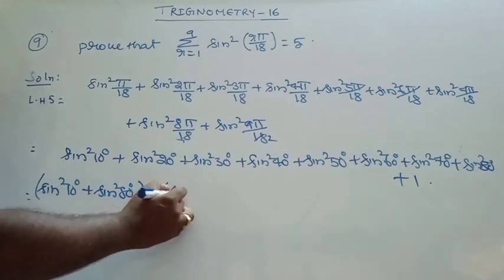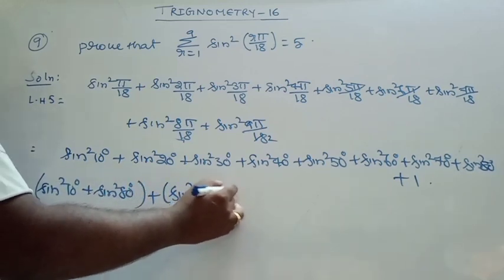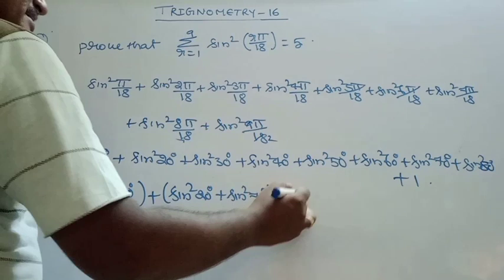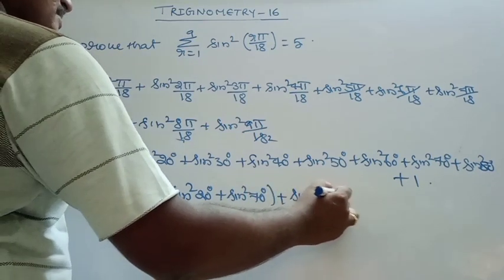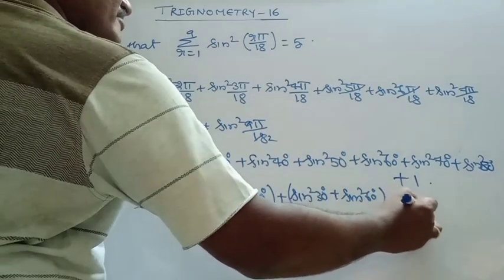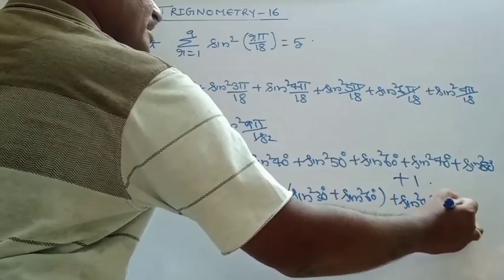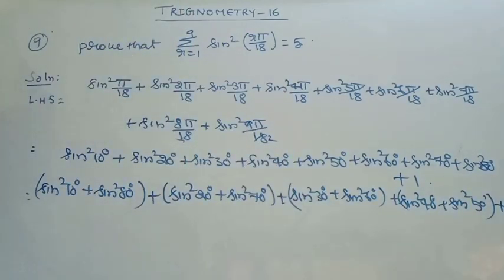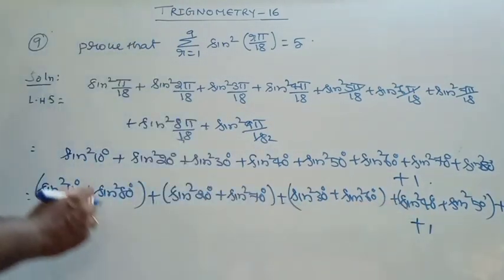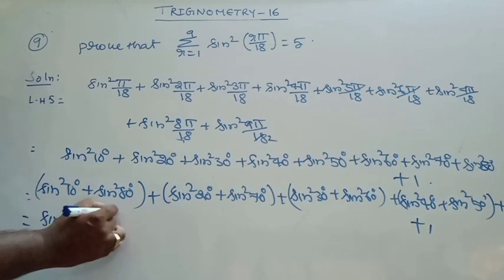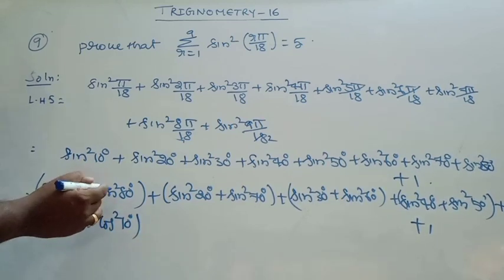Plus next sine square 20 degrees plus sine square 70 degrees. This is one group, right? Next sine square 30 degrees plus sine square 60 degrees. This is another group. Next sine square 40 degrees plus sine square 50 degrees. This is another group, plus 1 you are having like this. Finally you are having here plus 1. Now I told you that sine 80 is nothing but cos 10. Now this will be transformed to sine square 10 plus cos square 10, because I told you that sine 80 degrees becomes cos 10.